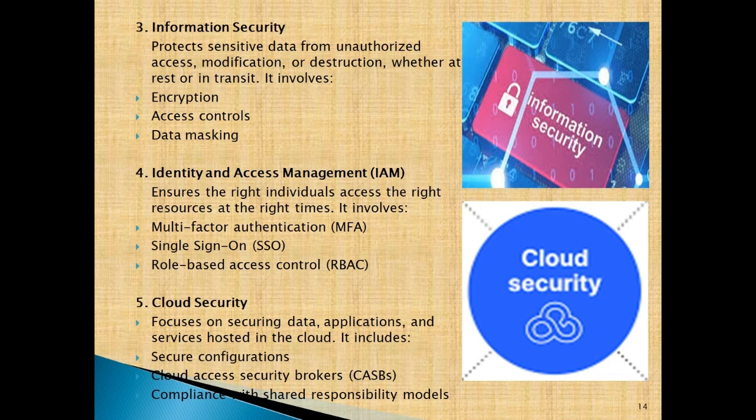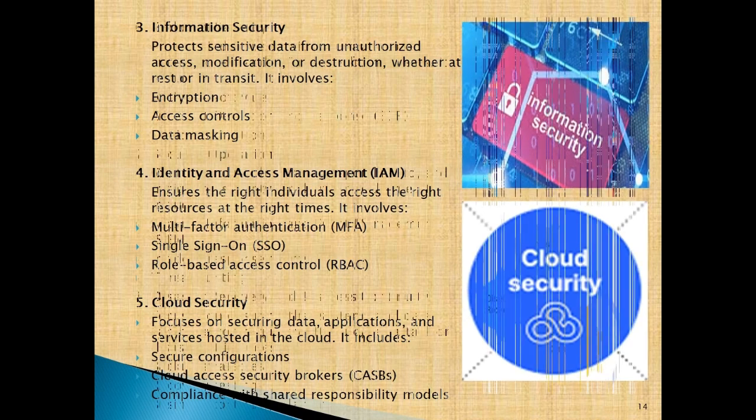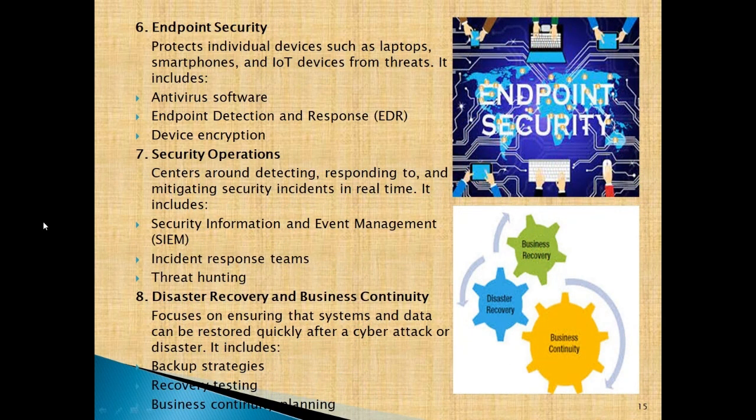Now, let's make progress. Then we have what is called endpoint security. It protects individuals' devices such as laptops, smartphones, and IoT, Internet of Things, devices from threats. It includes using antivirus, endpoint detection and response, and device encryption. Endpoint security is simply at the point of the user, for example, a user who is using a computer or a phone, so that your data is protected. So there are systems or software to protect endpoint users from attacks.